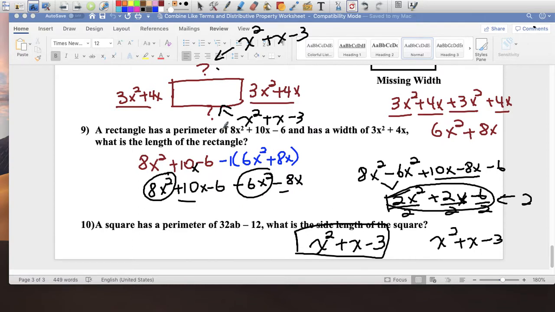And again, you can self-check and add all of them up and see if you get this perimeter. And if you do, you're good.